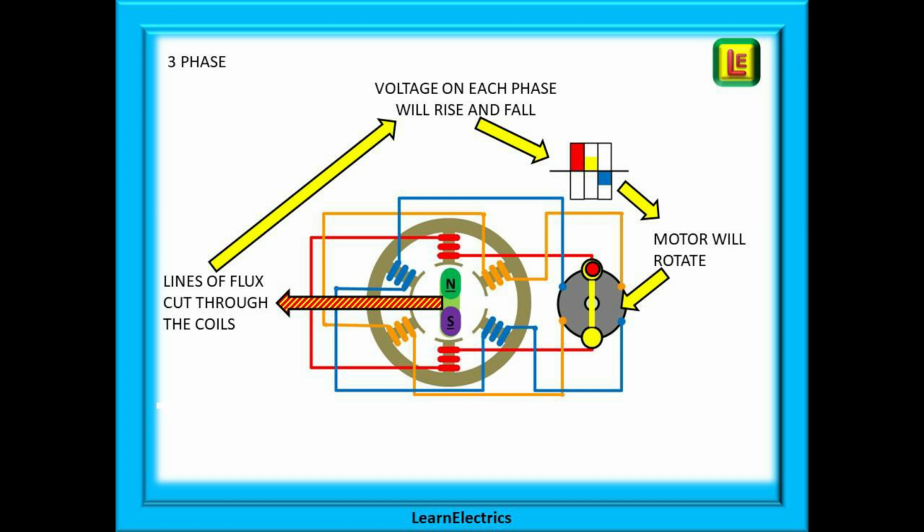Start with the rotor spinning and follow the yellow striped arrow. The spinning rotor will cause the lines of flux to cut through the coils. A voltage will be generated on each phase in turn, and this will rise and fall. As the voltage changes on each phase, the electric motor will follow this voltage and begin to rotate at just about the same frequency. Let's see this happening now.